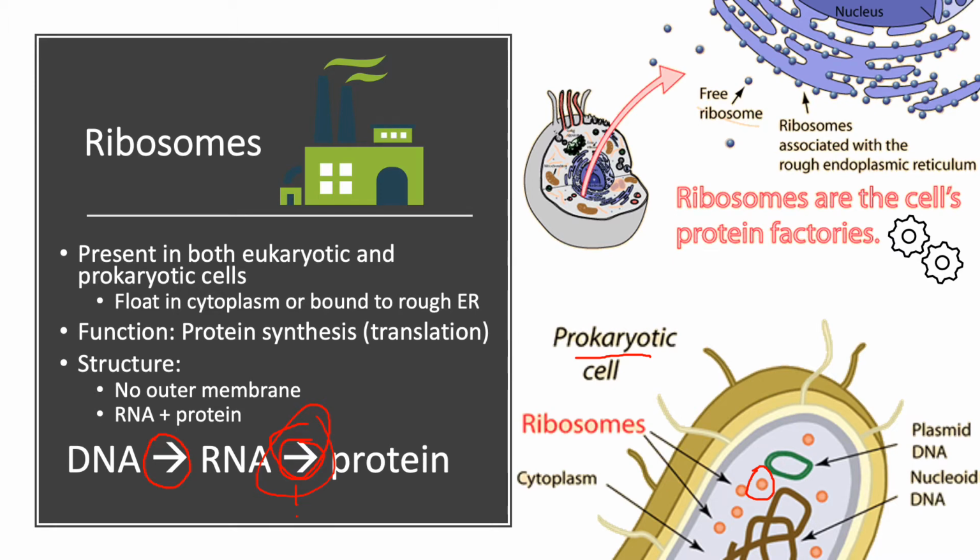It's important to realize that ribosomes do not have an outer membrane, which is interesting to think about since they are an organelle within the cell. They are made up of a combination of RNA and protein.